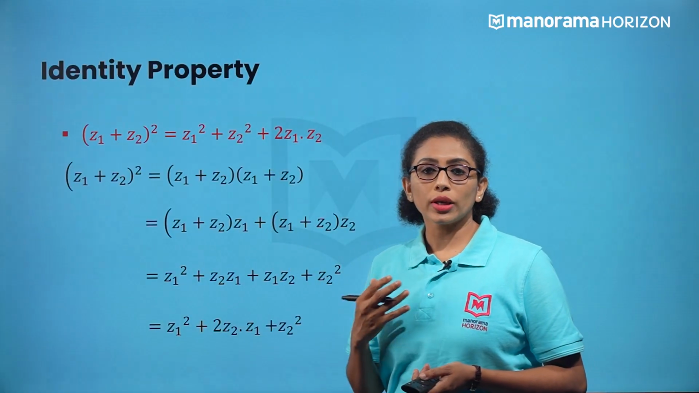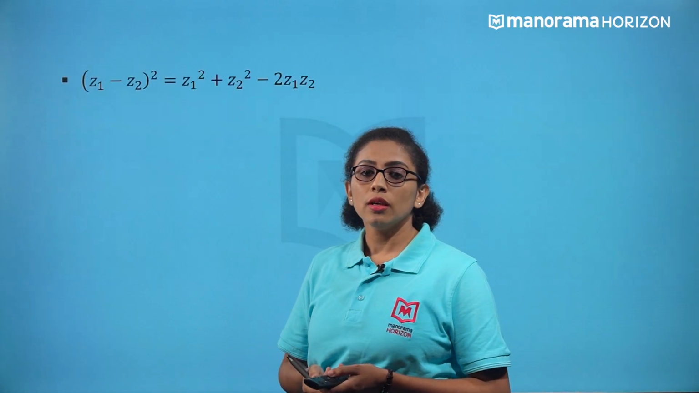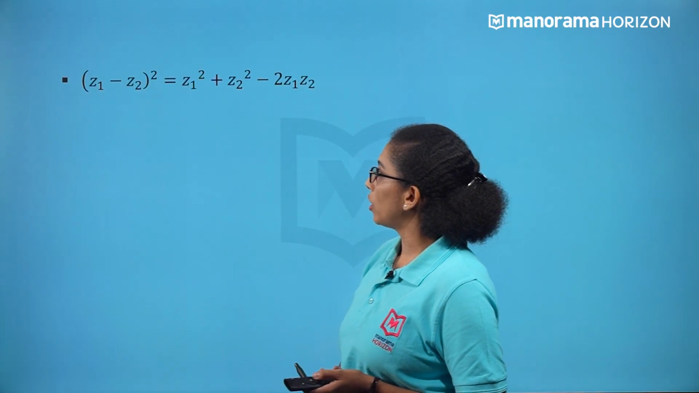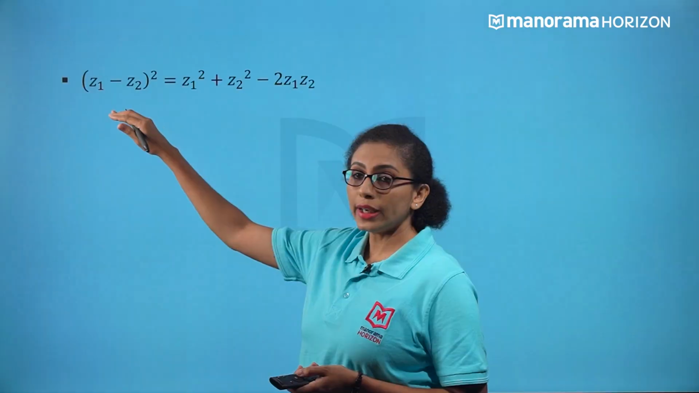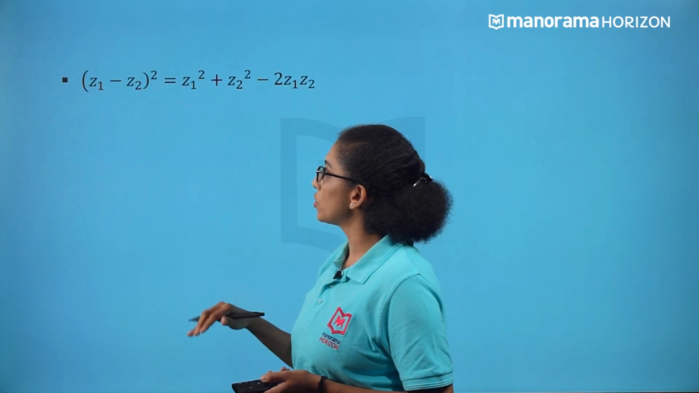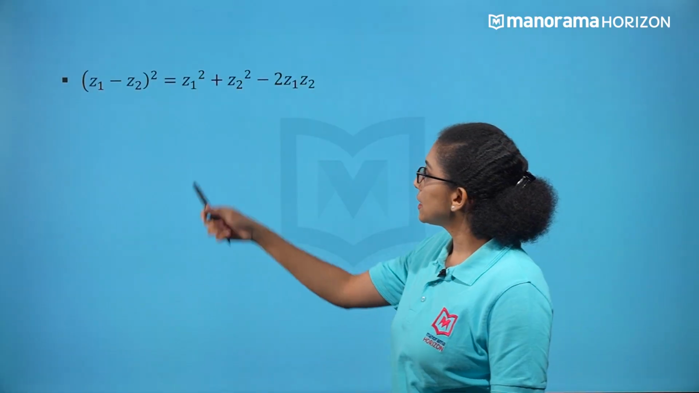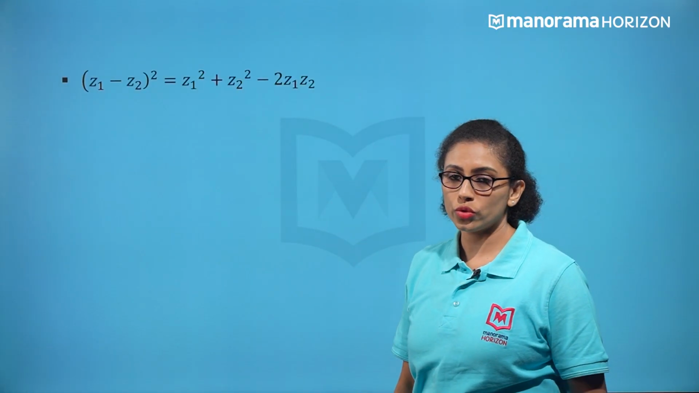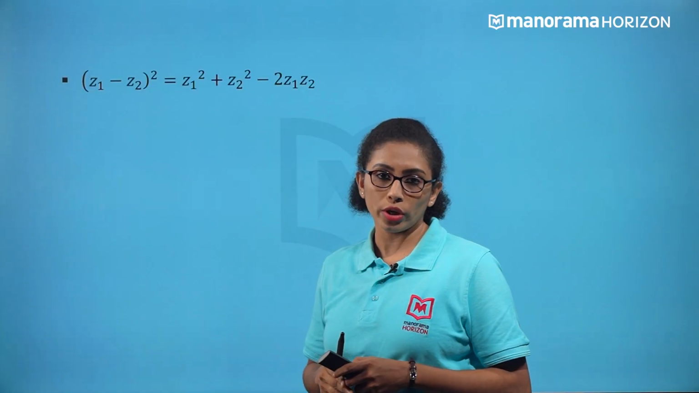Now let's look at some more identities. First one, (Z1 minus Z2) the whole square. Earlier it was (Z1 plus Z2) the whole square. Now it is (Z1 minus Z2) the whole square. So the equation will be Z1 square plus Z2 square minus 2 Z1 Z2. The same procedure we have to follow here also.